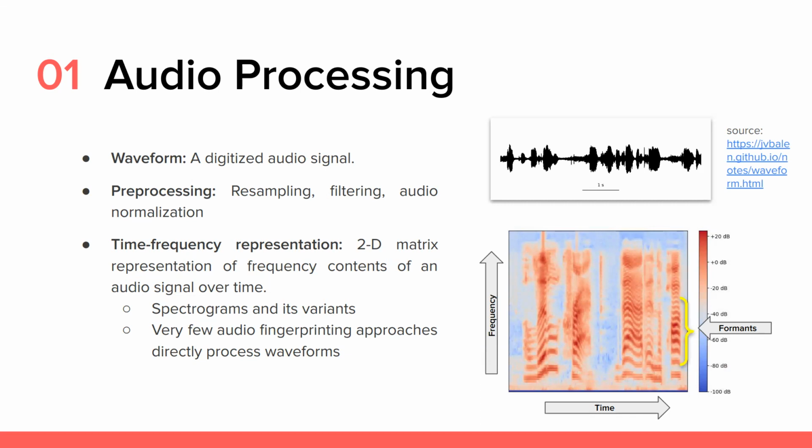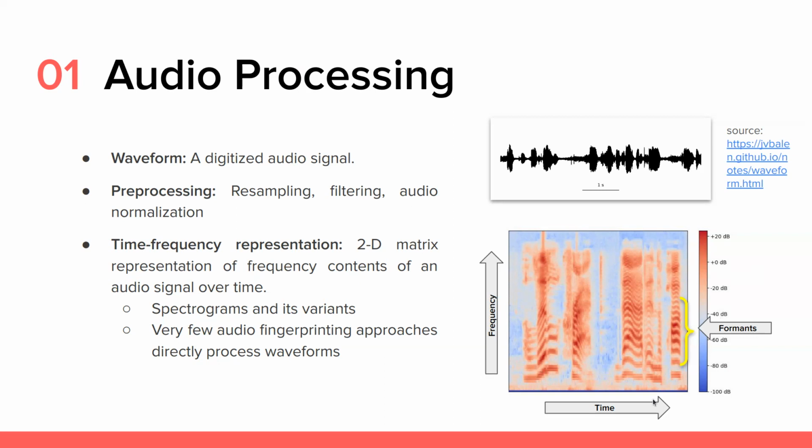And then once you have this audio, you can transform this raw audio into a 2D representation. So what is a 2D representation of an audio? There are many kinds of 2D representations. One of the most popular representations is the spectrogram. And there are many variants of spectrogram, depending on how you represent the frequency component, the power of the frequency component.